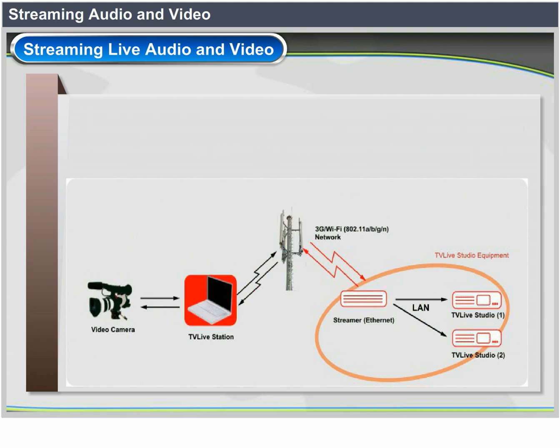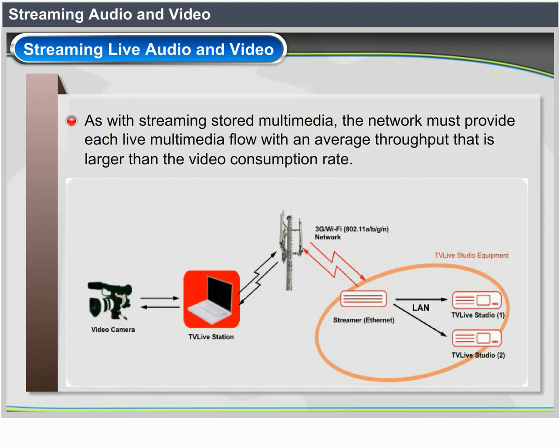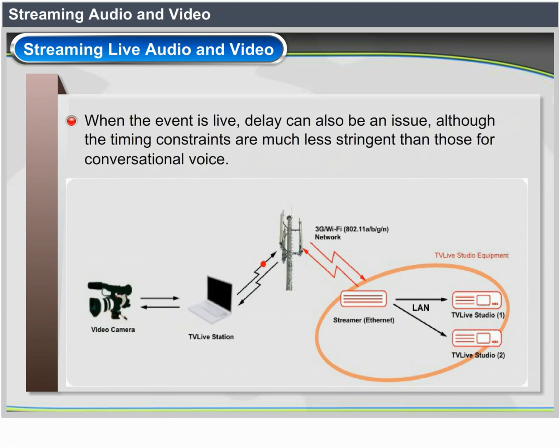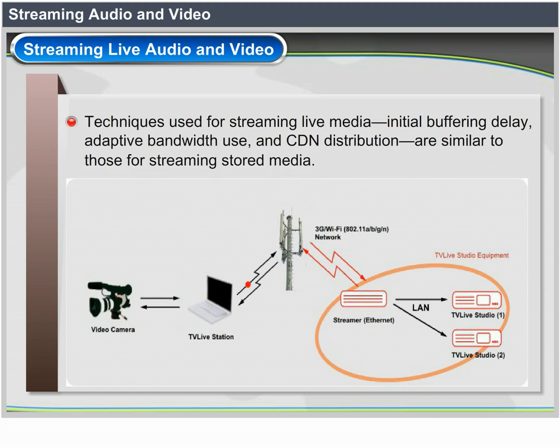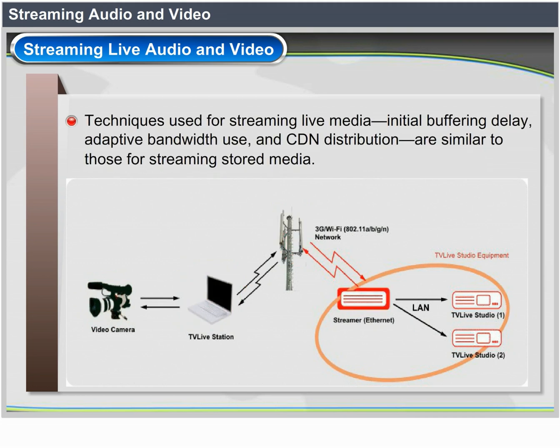As with streaming stored multimedia, the network must provide each live multimedia flow with an average throughput that is larger than the video consumption rate. Because the event is live, delay can also be an issue, although the timing constraints are much less stringent than those for conversational voice. Techniques used for streaming live media, such as initial buffering delay, adaptive bandwidth use, and CDN distribution, are similar to those for streaming stored media.